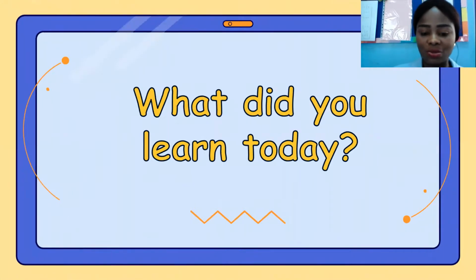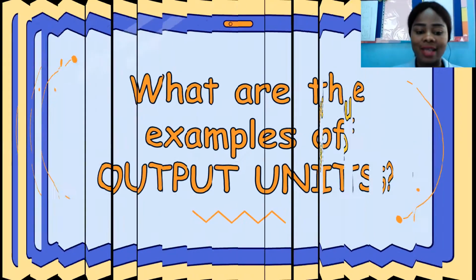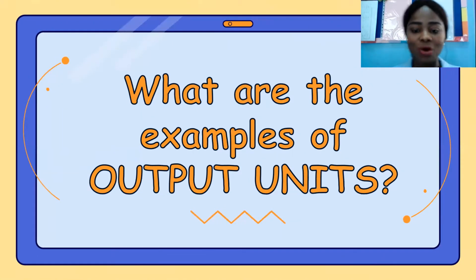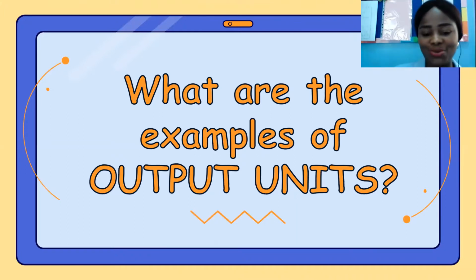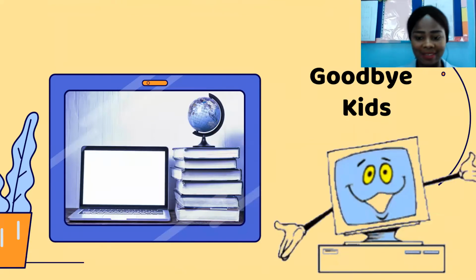So what did you learn today? Can you tell me examples of an output device? Can you say it out? I'm going to keep my mouth shut. I want you to say it. Let's go. Number one is what? Very good. Number two. Very well. Number three. Number four. Excellent. Grade 2, all these are called the output units or output devices.